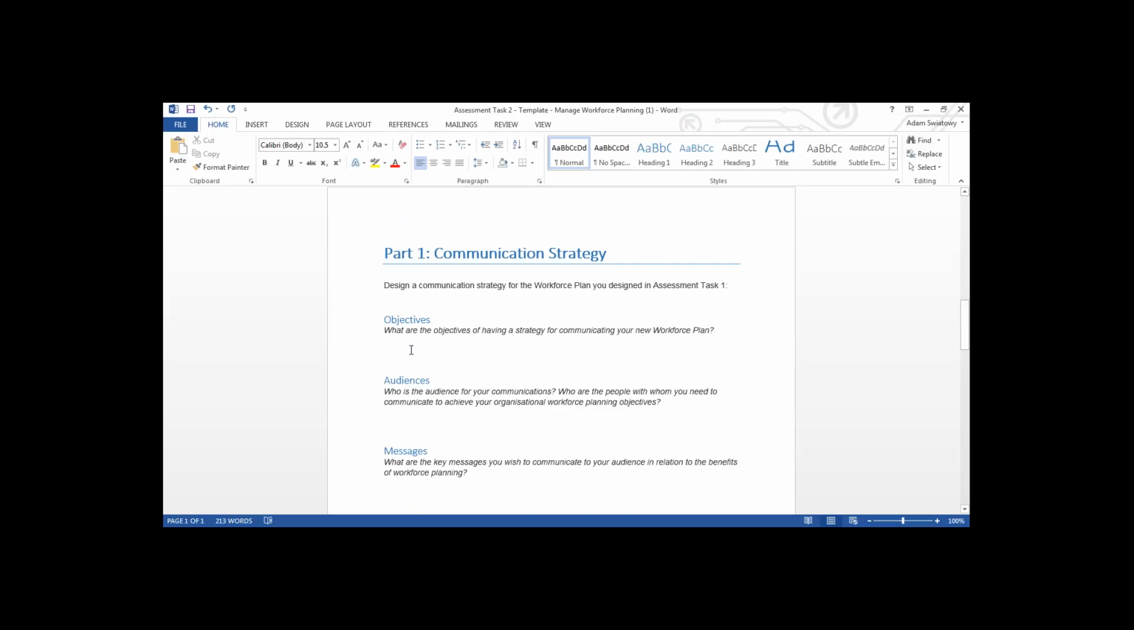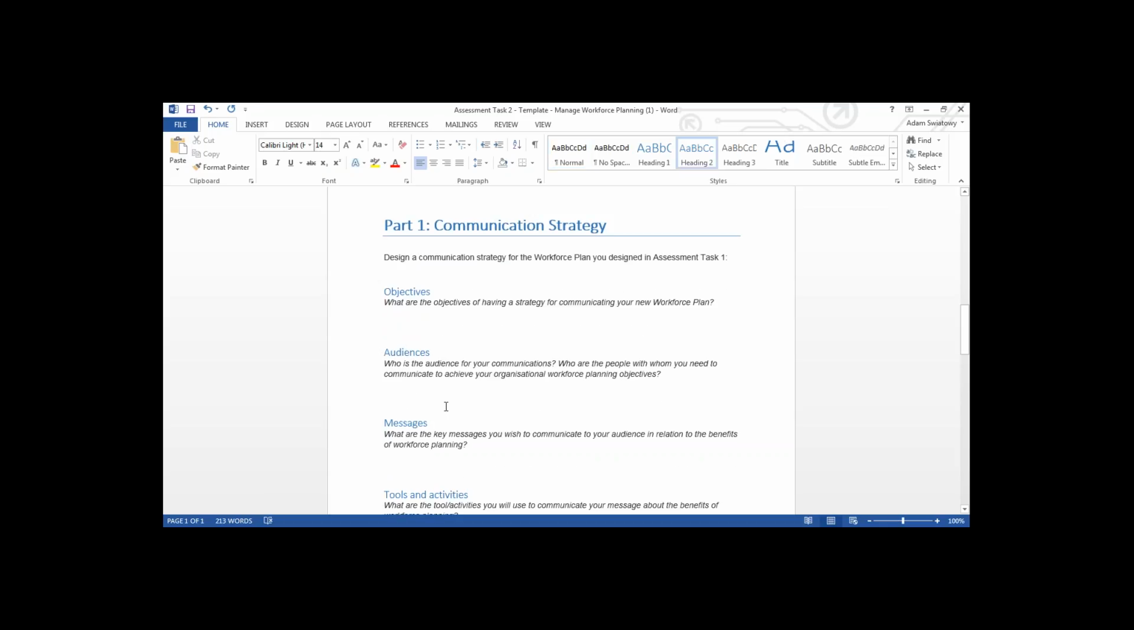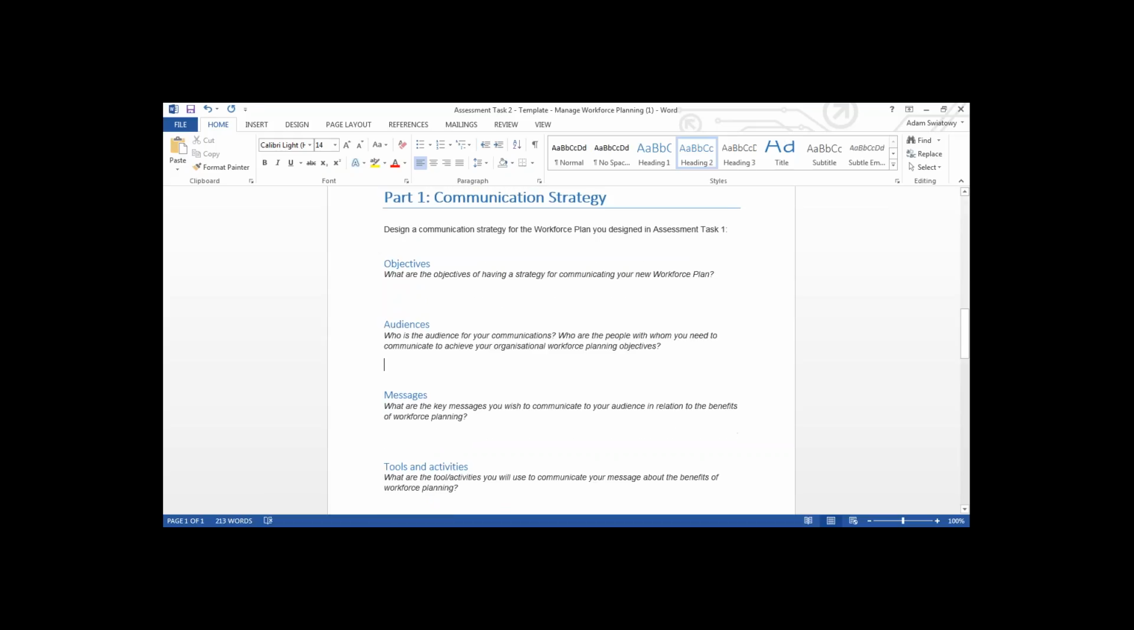So objectives, what are the objectives of having a strategy for communicating your new workforce plan? So we need to communicate this idea back to the business. What are the objectives for having a strategy for communicating your new workforce plan? That's the first one. The second one is, who's the audience for your communication? So we need to communicate all of the benefits to the business about this workforce plan and its objectives, what we're trying to achieve. So who's the audience for this communication? Who are the people with whom you need to communicate to achieve your organizational workforce planning objectives? That's all you'll need to answer for that one there.